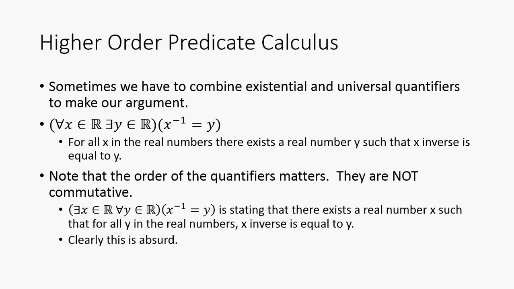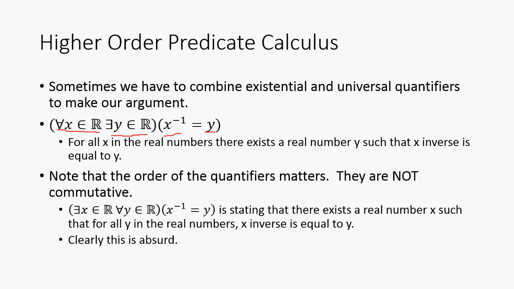We can do combinations of existential and universal quantifiers to make our arguments. So, for example, for all x in the real numbers, there exists a y in the real numbers such that x inverse is equal to y. I think this also translates to for all x in the real numbers, there exists a real number y such that x inverse is equal to y.